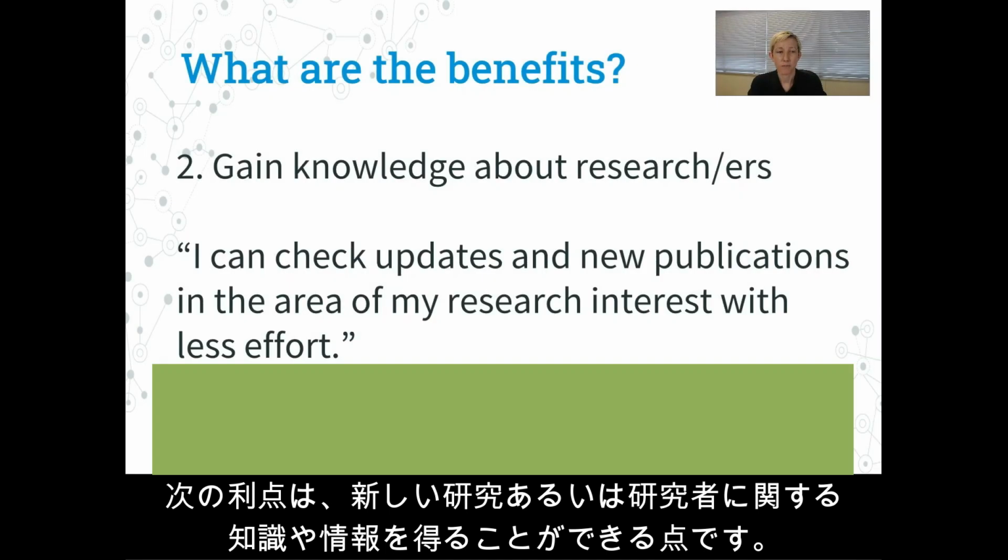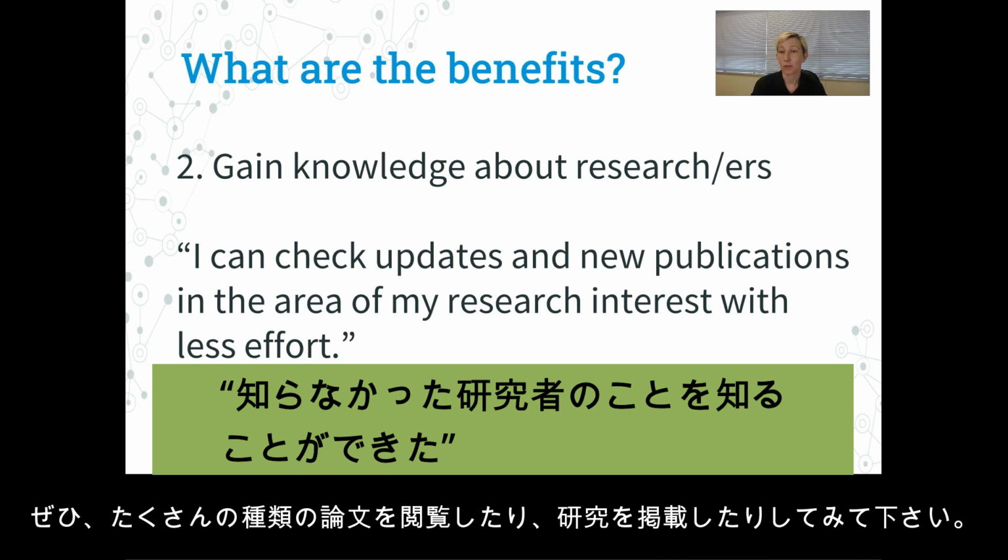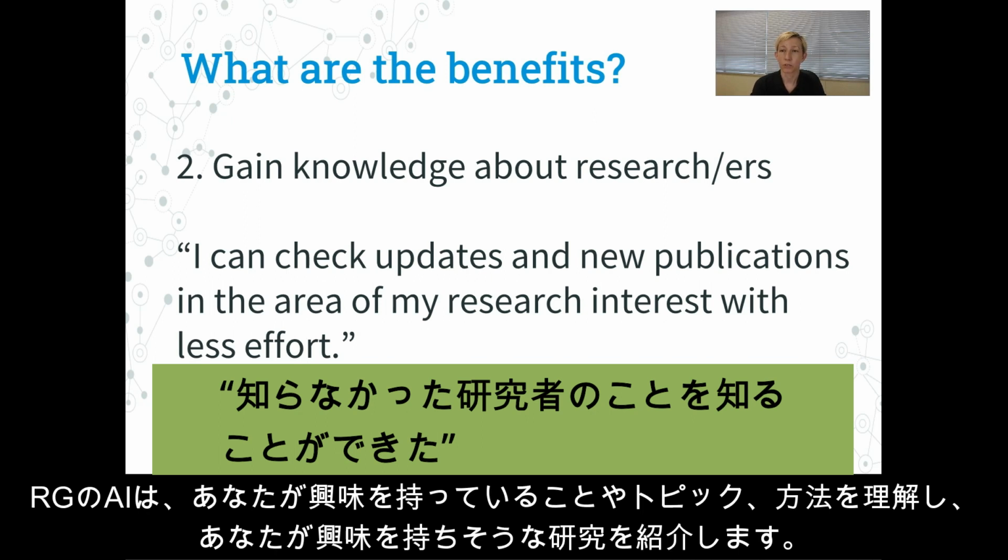Okay, so the next benefit is about gaining knowledge about new research and about researchers. This participant here has talked about being able to find updates on new publications in their particular area of interest. What will happen is that as you engage more and more with different research, so you're looking at research, you're downloading, and you're also uploading your own research, the algorithms within ResearchGate will start to understand the things that you are interested in, the topics and the methods, and it will start to recommend research.